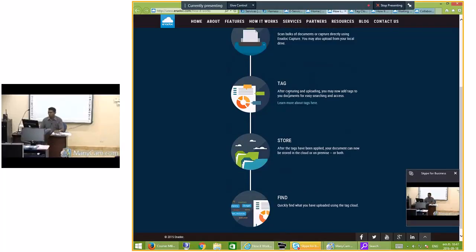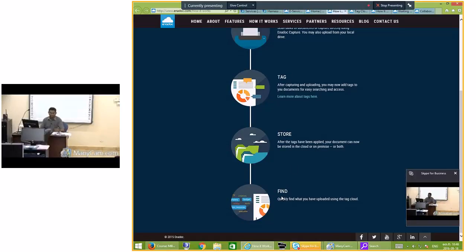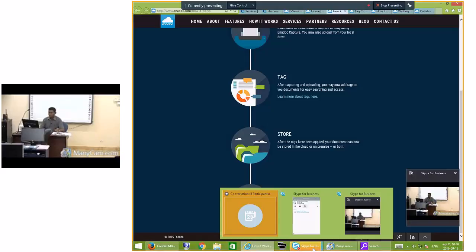Then the tagging activity. After you capture and upload, you now add tags to your documents for easy searching and access, right? And after this tagging, you can store your documents, might be in your server or might be in the cloud. And when you need to retrieve that information or document, you can just find it with your tags or keywords, right?